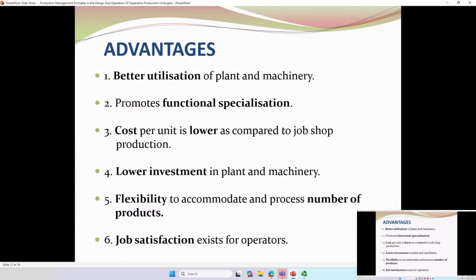So we have different advantages. The first one is better utilization of plants and machinery, and it promotes functional specialization. Then cost per unit is lower as compared to job shop, and also lower investment, right? Because if you want to have a startup, most times you start as batch production.